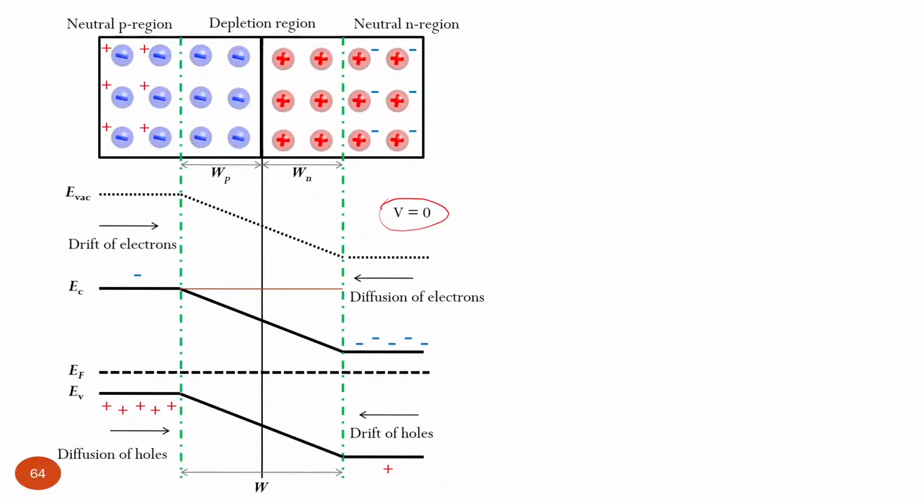When you have negative. So it should be very easy for you guys, because you have space charge here and here formed by positive and negative charges. So internal electric field goes from n-type to p-type.